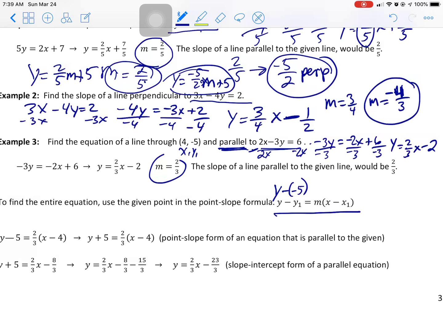Did I do that right? Yeah, minus 5 equals slope, which is 2/3 times x minus 4. All right, so this is actually a double negative over there. That's what caught my eye, which makes it a positive 5, right? We practiced those.